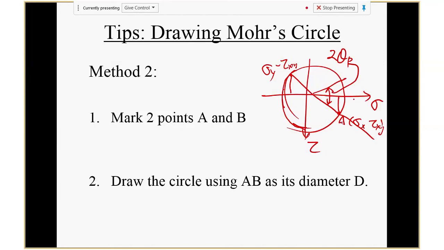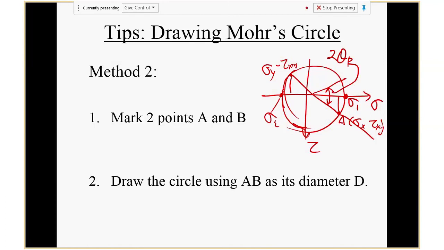Is it this point where the circle crosses the x, the sigma axis? Okay, what's the shear stress at this point? 0. So there must be the normal stress that is maximum. So that's the principal stress. In other words, this is sigma 1. Okay, where's sigma 2? Right here, this crossing point, sigma 2.